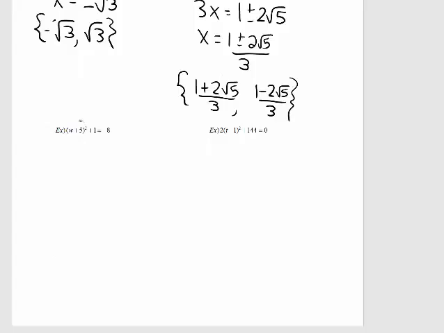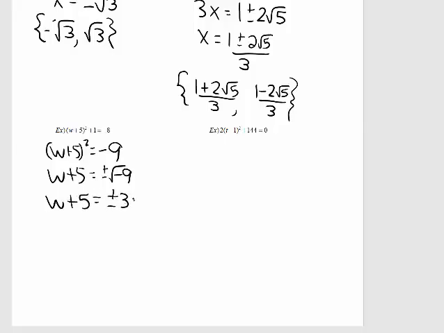Now, I want to get the squared part by itself, so I'm going to subtract the 1. And then I'm going to take the square root of both sides. Now, the square root of negative 9, that simplifies to 3i. So now to solve this equation, I'm going to subtract 5. So here are my two solutions.